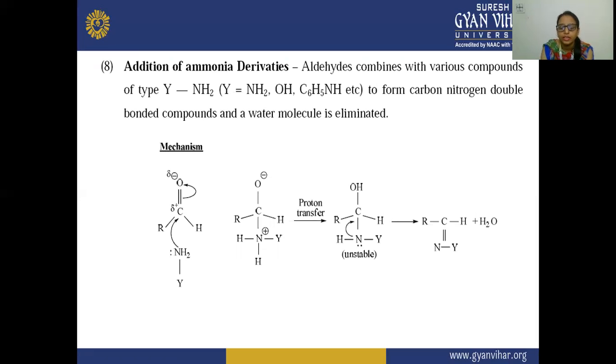So here you will see this NH2 is bonded to this Y, and the carbonyl compound given is your aldehyde, and this carbon has a partial positive charge, while oxygen has a partial negative charge. So this NH2, which is acting as a nucleophile, reacts at this carbon atom. After that, proton transfer occurs: this H is removed from here and reacts with this O. So this proton is transferred from here to here, and an unstable compound is formed.